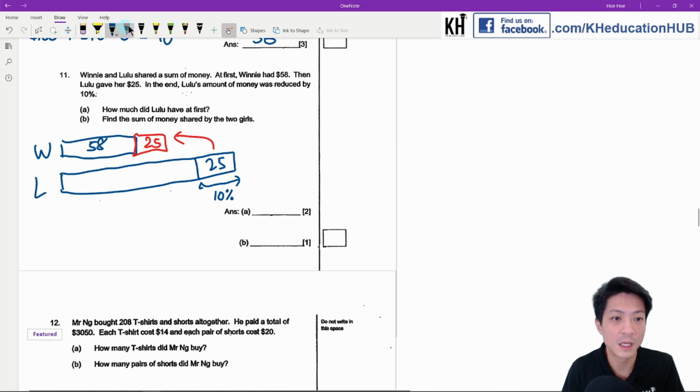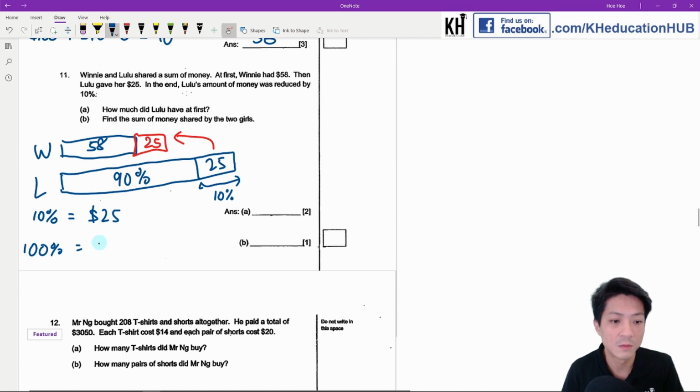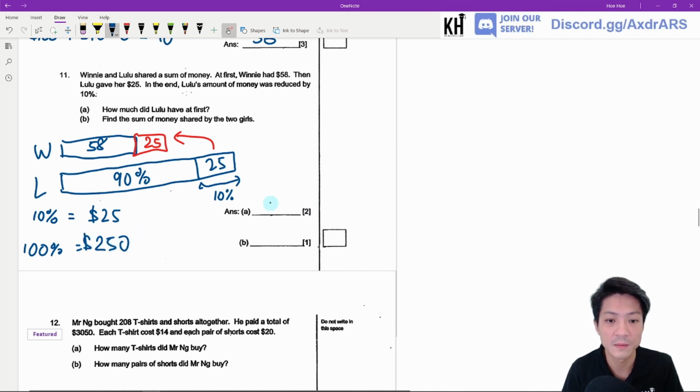Okay, so for part A, we know that here to here is 90%, right? This is 90%. So 10% is equal to $25. To find 100%, we just need to use 25 times 10, which is $250.